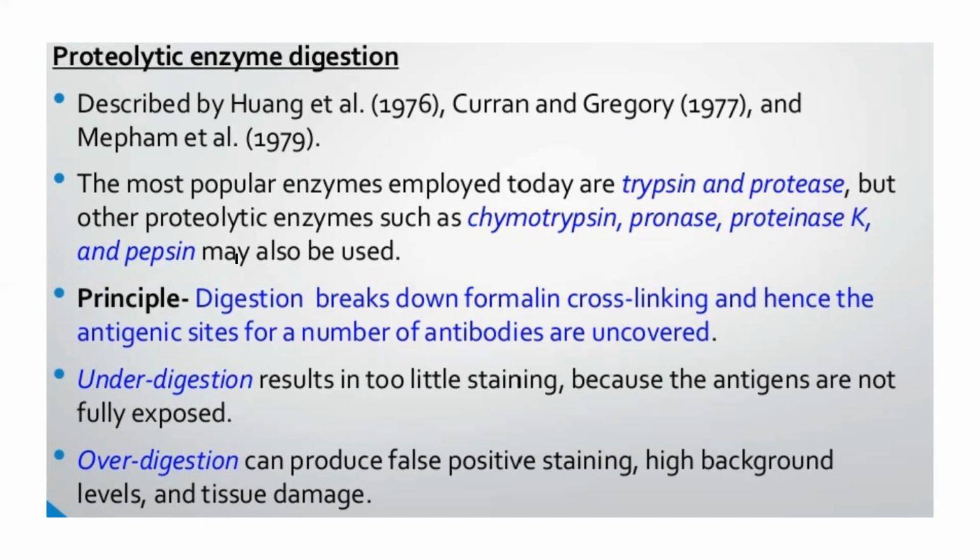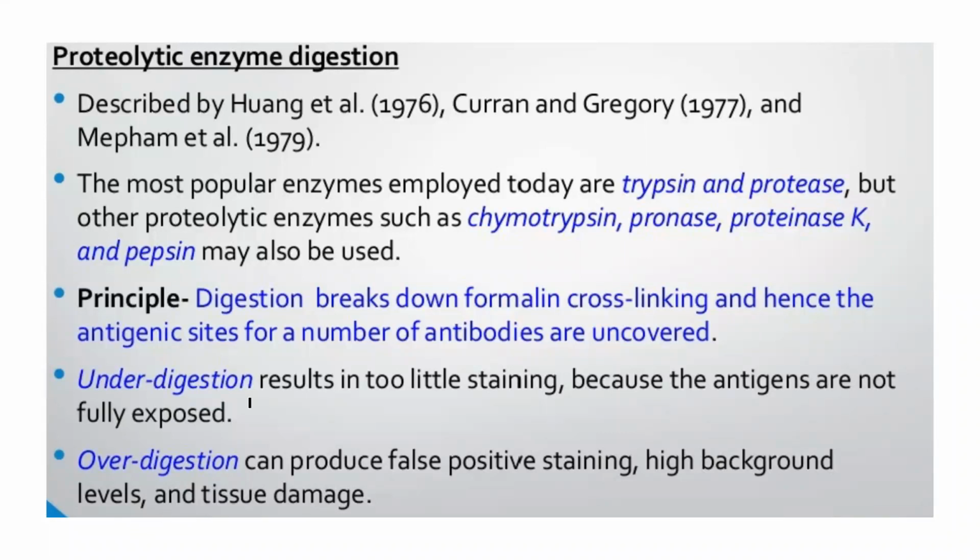There are still some disadvantages of this proteolytic enzyme digestion. The disadvantages are that sometimes undigestion can happen. Not all enzymes are active at removing the crosslinks. So undigestion is one problem with enzyme digestion. And the other one is overdigestion. Enzymes not only digest the crosslinks, but they will also destroy the actual tissue. And these enzymes will even damage the antigens and epitopes of the tissue.